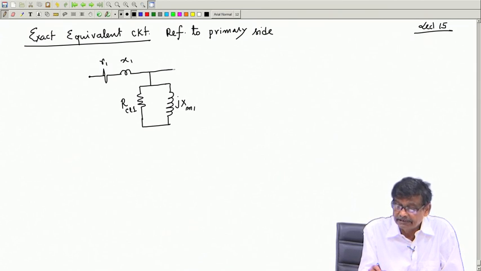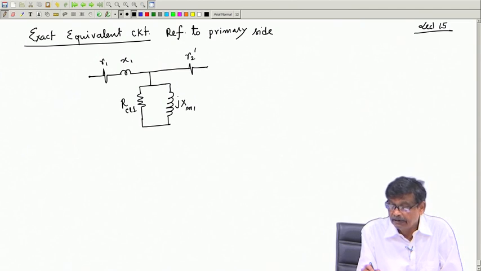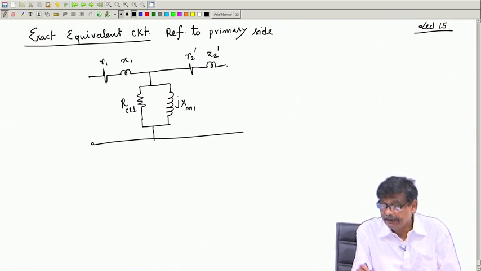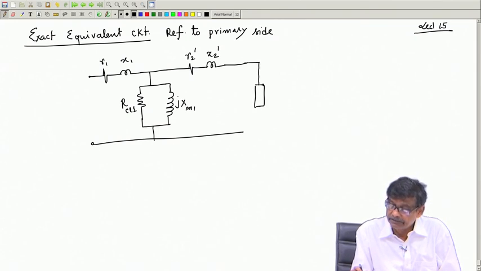And then the reflected resistance of the secondary side is R2 dashed and X2 dashed. And here there will be the load impedance, whichever you have connected to the secondary side of the transformer, A square Z2. And A is equal to N1 by N2.